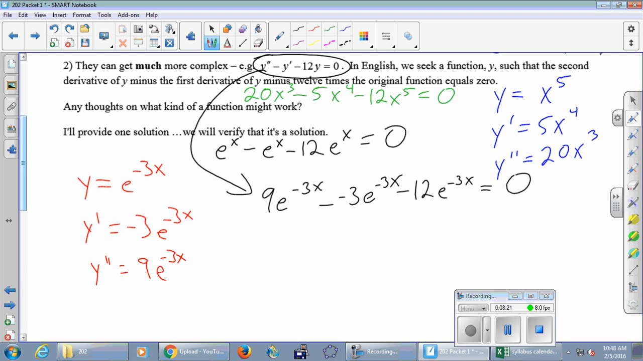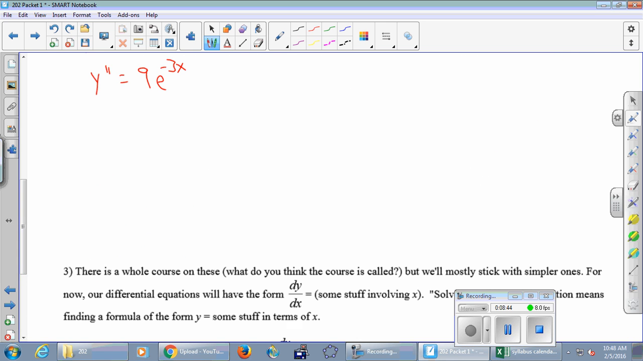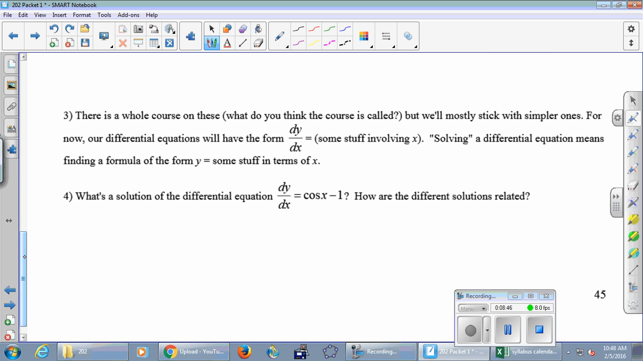But in the meantime, you don't need to worry about pulling them out of the hat. But if I happen to hand you something, it should be easy for you to either verify it is a solution or tell me it is not a solution by doing just what we did here. Okay? So the goal for today is not to say, can you come up with e to the negative 3x? But if I give you e to the negative 3x, you should be able to tell me whether or not it worked.